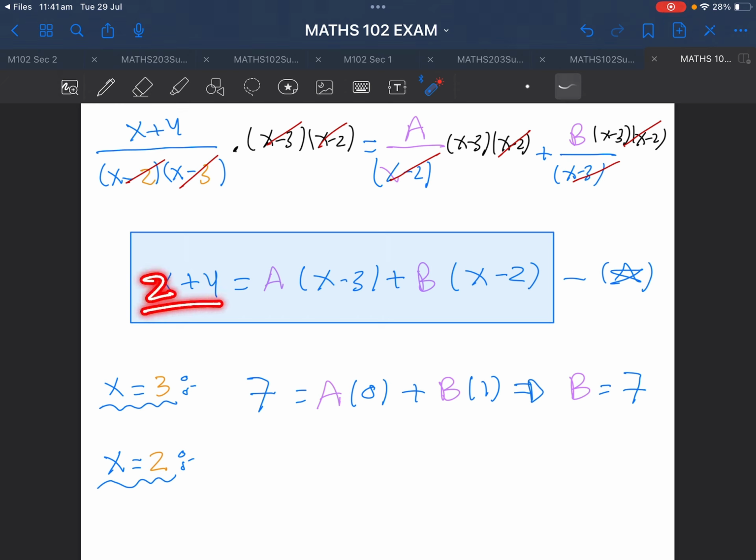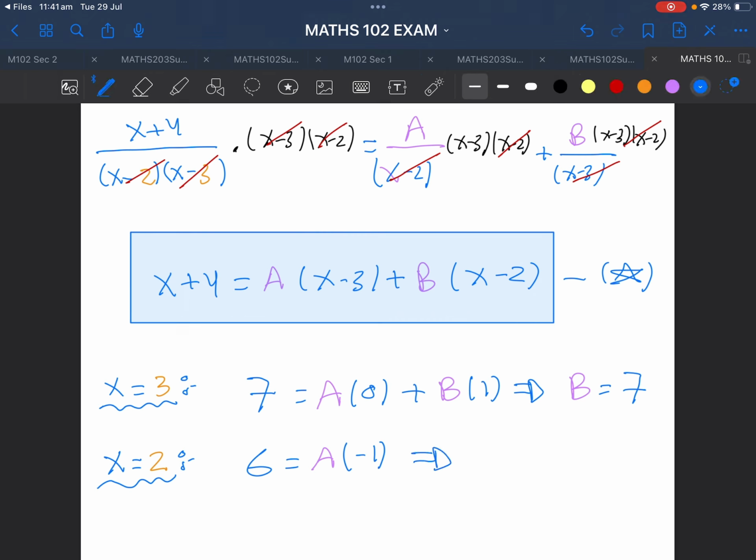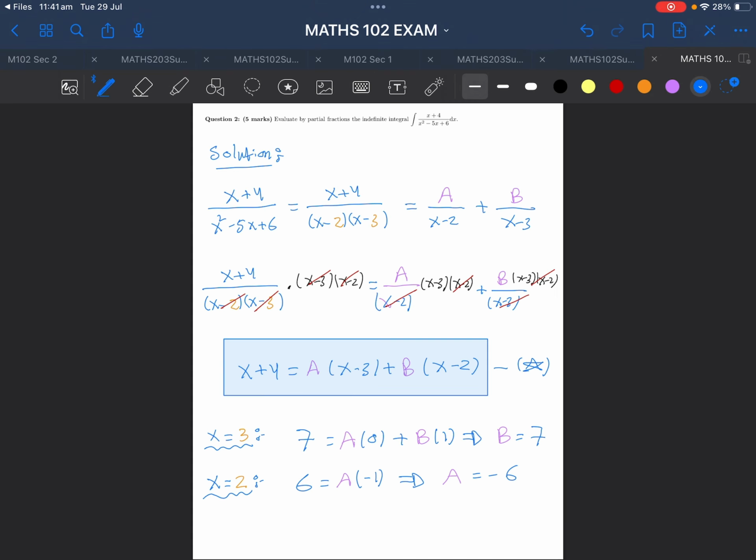If you substitute 2 here, this would be 6 to the left, equal. If we substitute 2 minus 3, this is -1. If I substitute 2 here, this will just go away. I don't even need to write it down. And that will give me the value for a, which is -6. So far, good news. I find a, I find b. Now I can do the integration. I'll go to the next page and I finish the question.